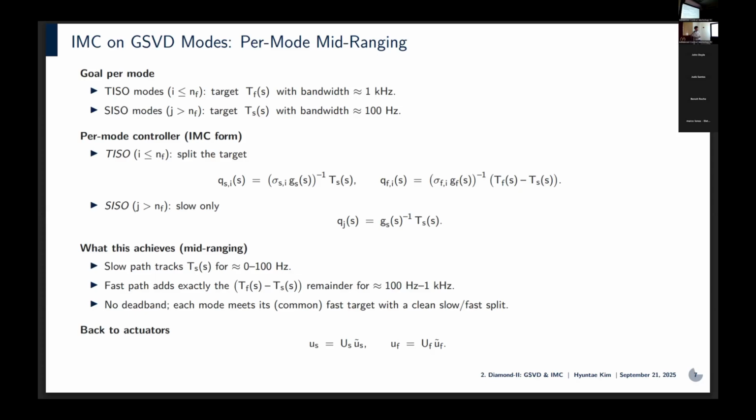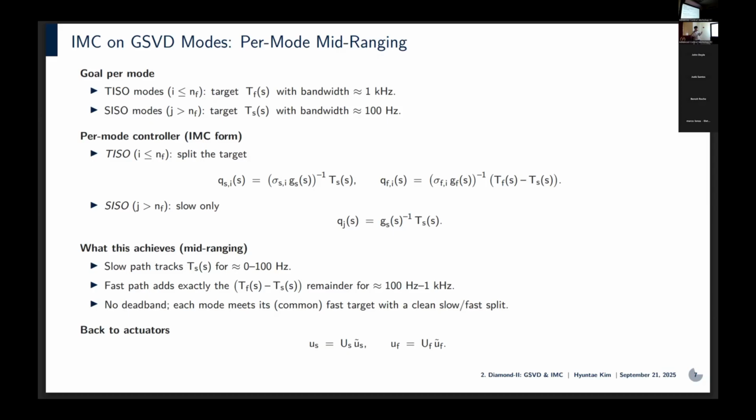And then for the CISO system, slow only, there is only Gs inverse TS because there is only the identity in the modal decomposition. So by this simple IMC structure, we get the slow path tracking TS up to 100 hertz, and then TF minus TS deals with 100 hertz to 1 kilohertz. And then there is no deadband because they deal with both bandwidths. So each mode meets its fast target with a clean slow-fast split.